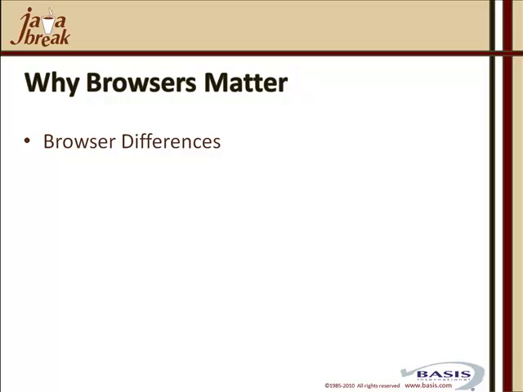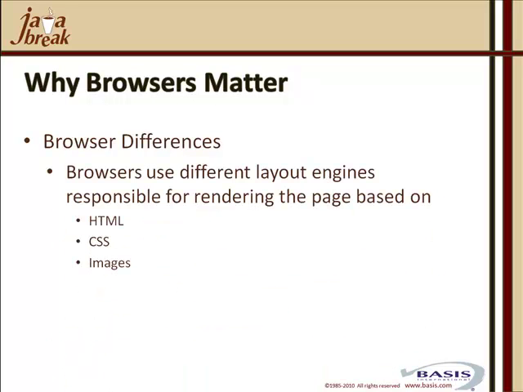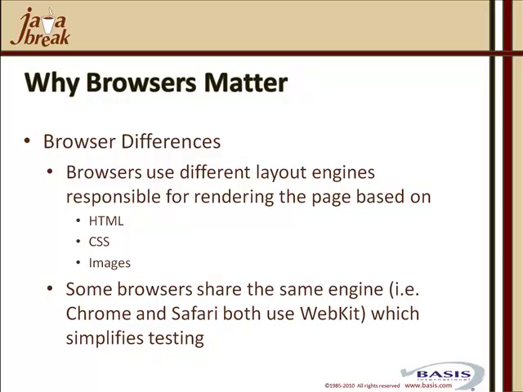So let's talk about why browsers matter. Of course, there are fundamental differences between browsers. Browsers use different layout engines that are responsible for rendering the page, which will be based upon the HTML, the cascading style sheets, the CSS, or the images that are provided by the web server. Some browsers share the same engine. In other words, Chrome and Safari, for example, use WebKit. And of course, that'll simplify our testing. But the answer, of course, is to make sure that your application looks elegant and sufficiently attractive on all of the available browsers that your customers may be deploying your application on.